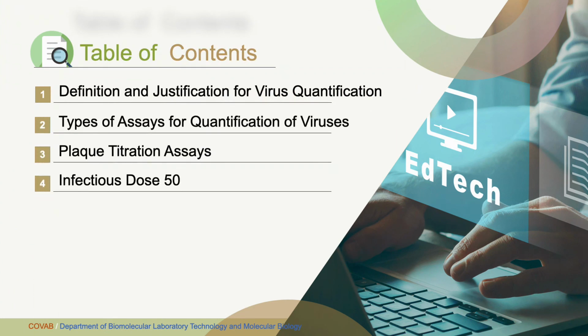The contents for topic 3 include the following. Number 1, definition and justification for virus quantification. Number 2, types of assays for quantification of viruses. Number 3, plaque titration assays. Number 4, infectious dose 50. In section 1 of topic 3, which we are considering right now, we are going to dwell on definition and justification for the quantification of viruses and the types of assays we have available for the quantification of viruses.